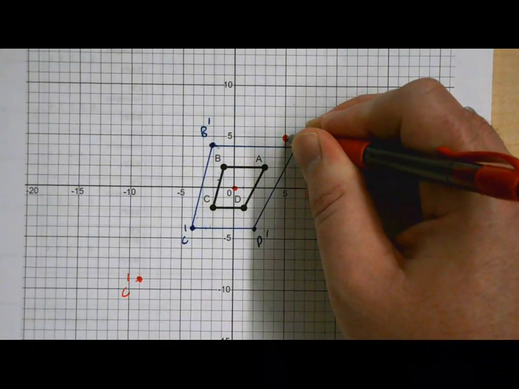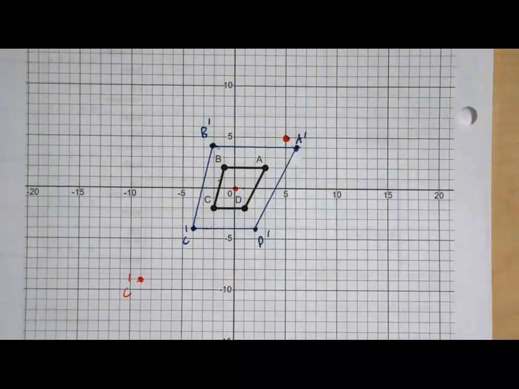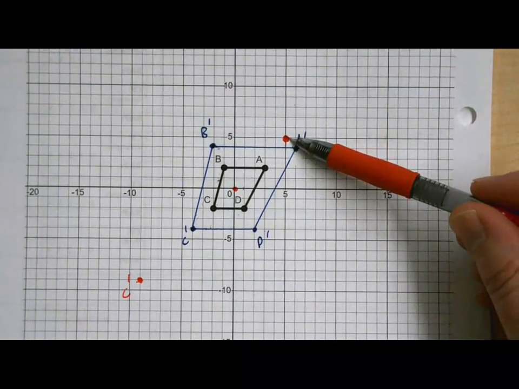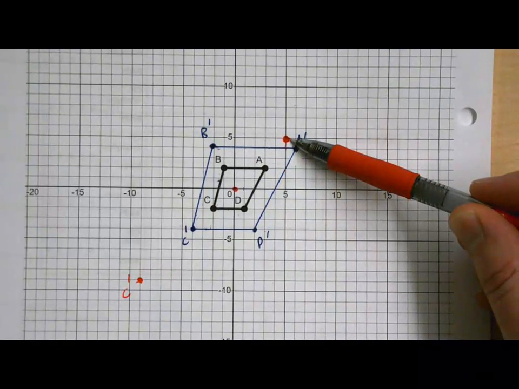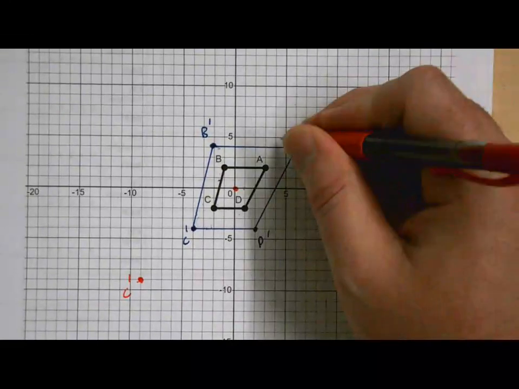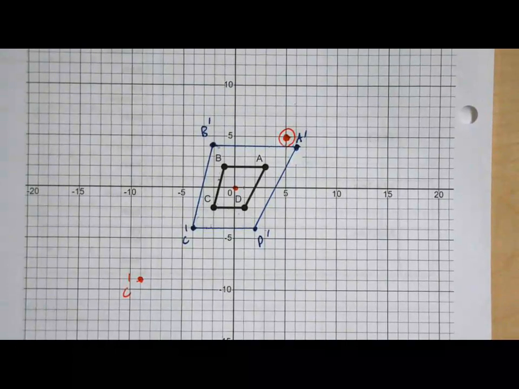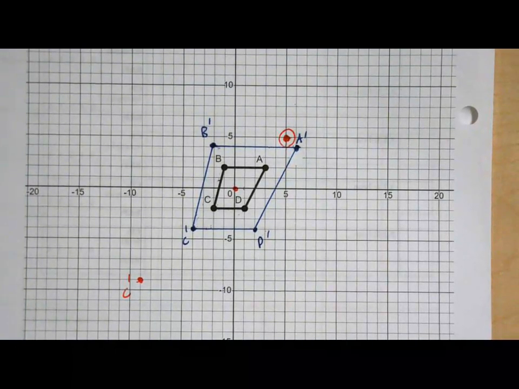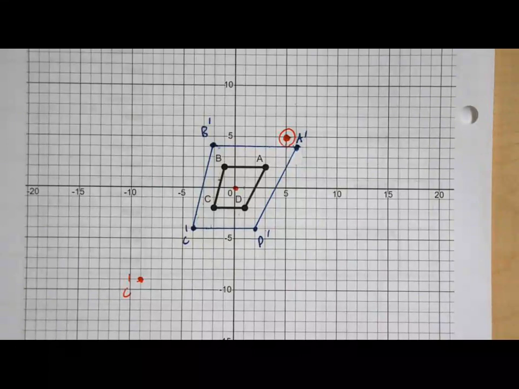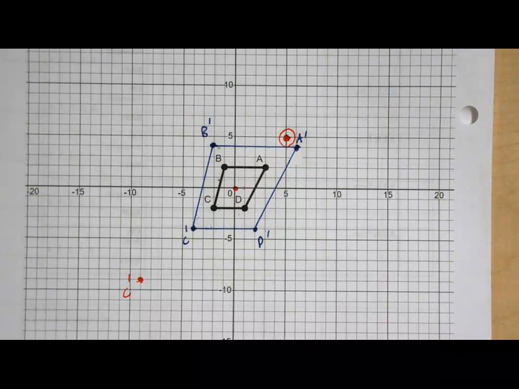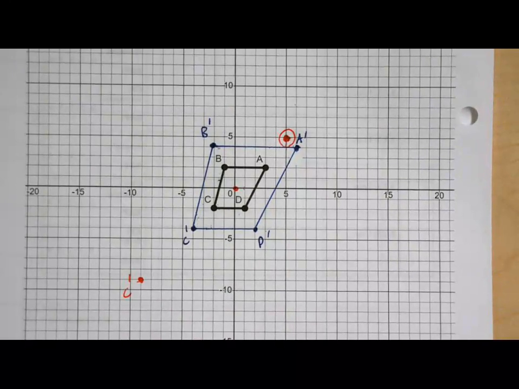From here though. Make sure you're going from here. So we're not going from the origin anymore. This is what gets tricky. So this is our new point. We're always counting from here now. Are we good on that? Yes.